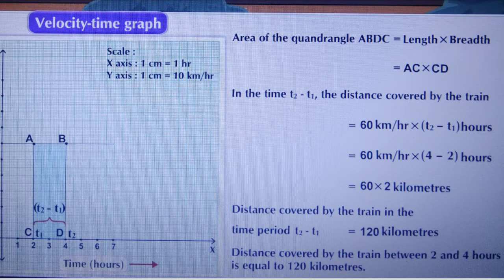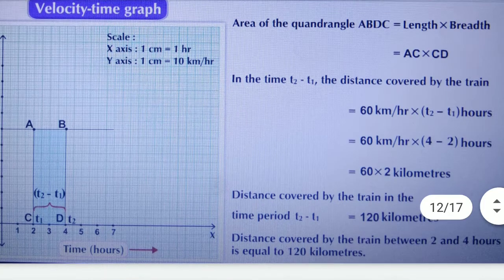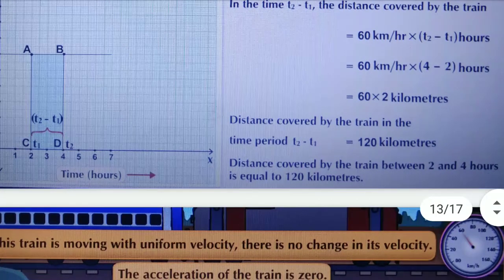AC, what is the length of AC? Total 60, 0 to 60, compared with the y-axis. What is the value of CD? CD means T2 minus T1. Therefore, 60 km per hour into 4 minus 2 hours is equal to 60 into 2. It remains kilometers only; hour gets cancelled. Therefore, the distance covered by the train in the time period T2 minus T1 is equal to 120 kilometers. Distance covered by the train between 2 and 4 hours is equal to 120 kilometers.